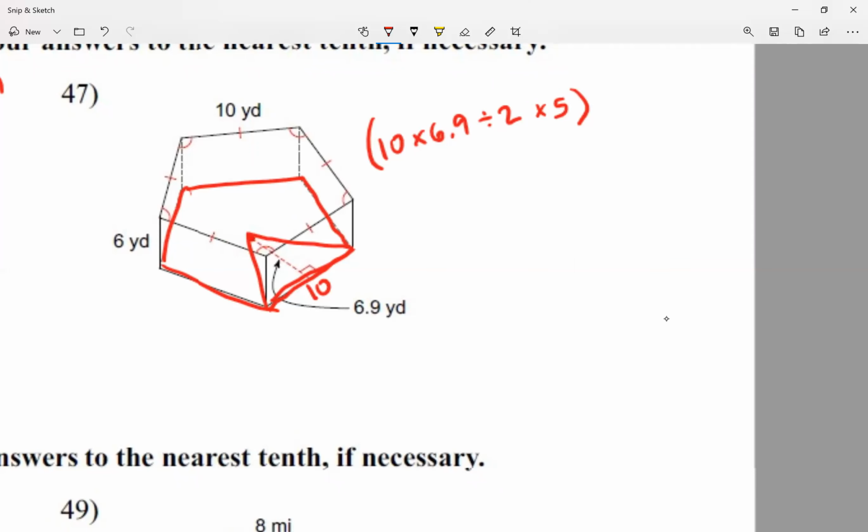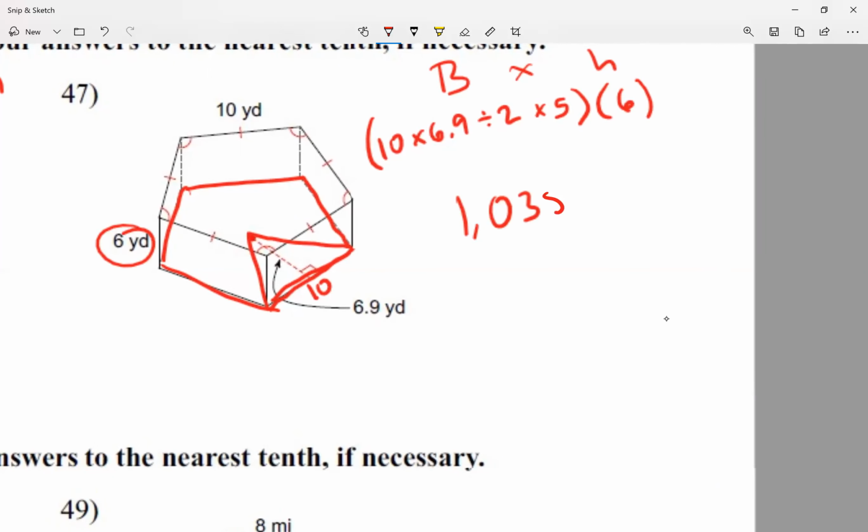Remember, volume is the area of the base times the height. The height in this case is 6, the number that has nothing to do with the base. So I'm going to go 10 times 6.9 divided by 2 times 5 times 6. My result is 1,035. If I had decimals, rounded to 1 decimal place.